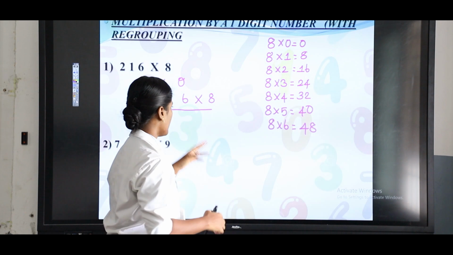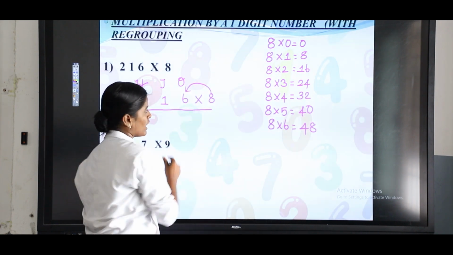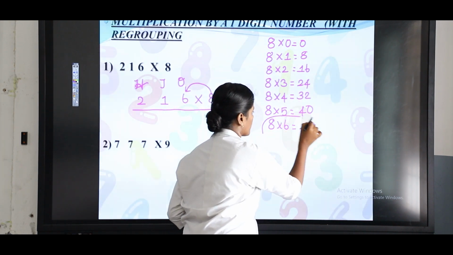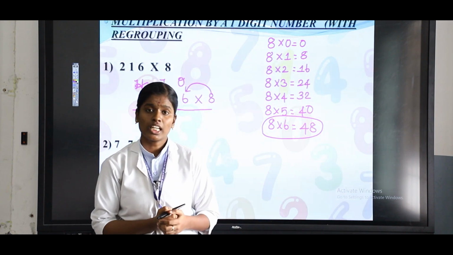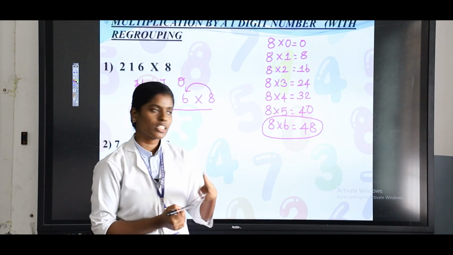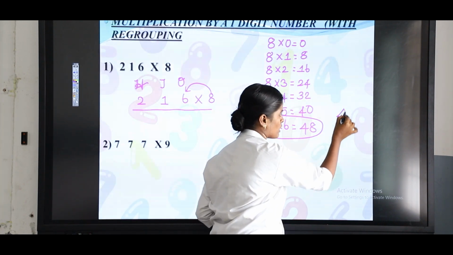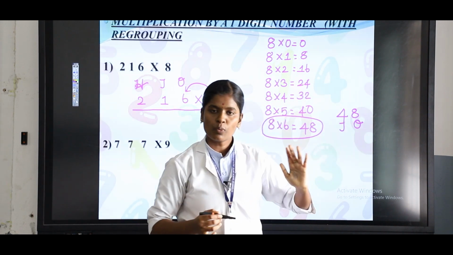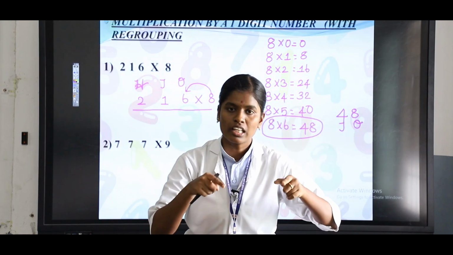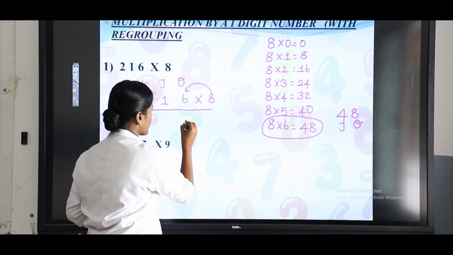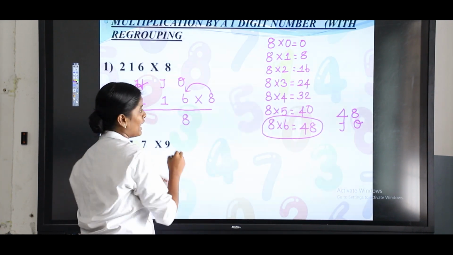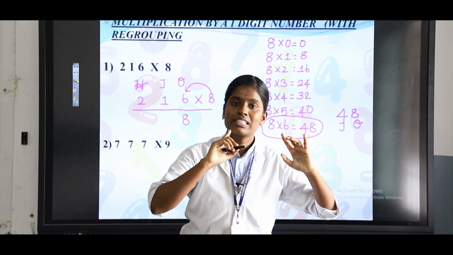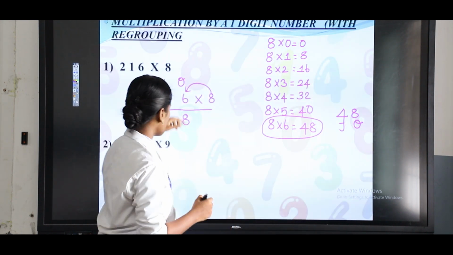Now you take 8 and multiply by 6. So what is the answer? 8 sixes are 48. Here we got a 2-digit number. This is ones place and this is tens place. So the ones place digit you should write under the ones column, and the tens place digit 4 you should write in the tens place as the carry. Okay. So here what is the carry? 4.